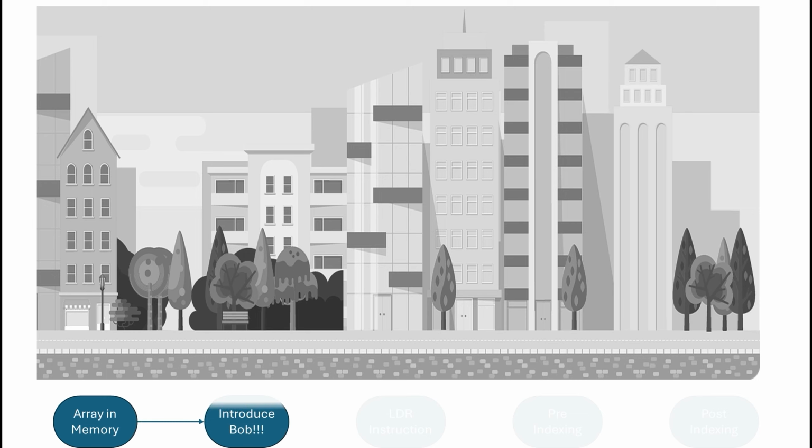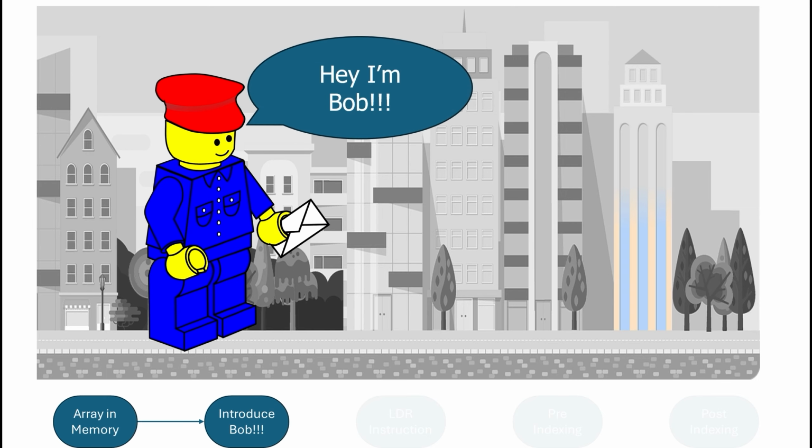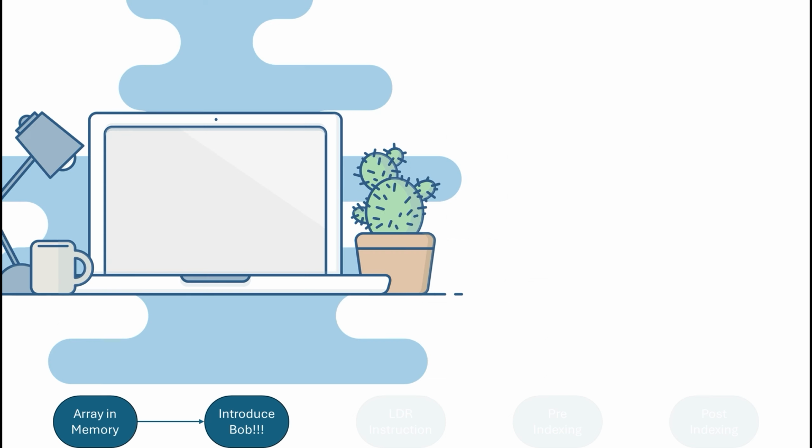Now let me introduce you to Bob. This is Bob, who works for a postal service, and today Bob is here to help us understand the LDR instruction and its different types. Let's take a look at a typical day in Bob's life.